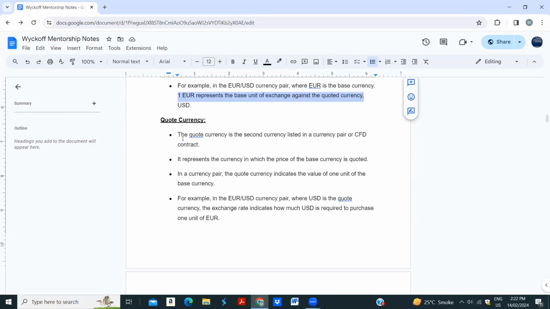Now we have the code currency. The code currency is the second currency listed in a currency pair or CFD contract. It represents the currency in which the price of the base currency is quoted. In a currency pair, the code currency indicates the value of one unit of the base currency. For example, in the euro US dollar currency pair, where US dollar is the code currency, the exchange rate indicates how much US dollar is required to purchase one unit of EUR, or euro.